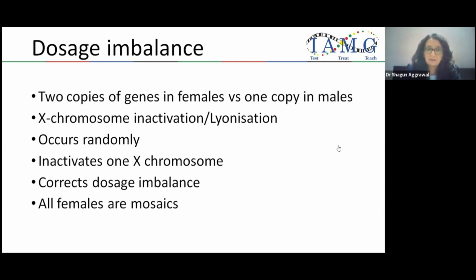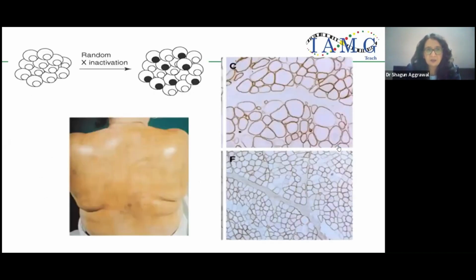But this is something which we can also extrapolate and say that due to this kind of random X inactivation, in fact, all females are actually mosaics. So they are mosaics for their X chromosome copies. Some cells have one X chromosome's genes functional, and the other cells have the other X chromosome's genes functional. This in fact can also be observed in some females who are carriers of some X-linked recessive condition.